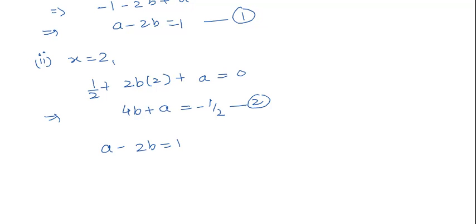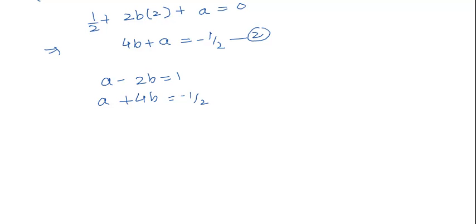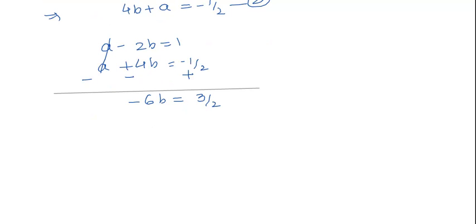So let us simplify. The first equation is a - 2b = 1, and the second equation is a + 4b = -1/2. Now if we subtract these equations, what will happen? This is minus, and this will become plus. So a and a will be cancelled out. We will be getting -6b = 3/2. That will give b equal to, this 3 will cancel out to 2, so b will turn out to be -1/4. Now let us substitute this value of b in the first equation, that is a - 2b = 1.